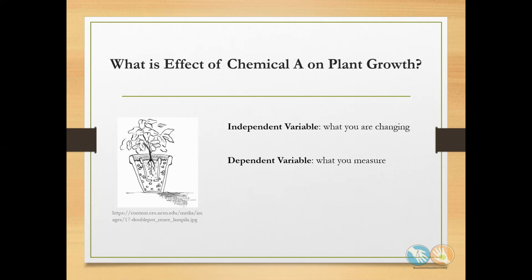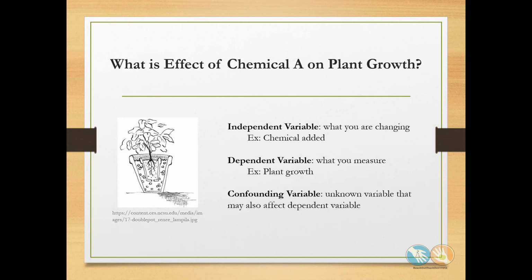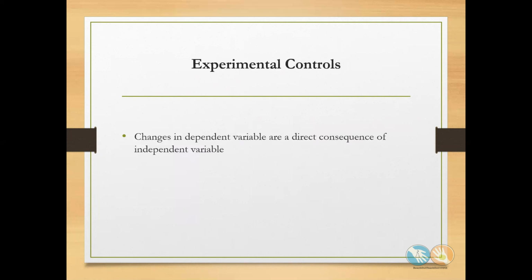But how can we be certain that any changes in plant growth, which would be our dependent variable in this case, are coming directly from chemical A, which is the independent variable, and that they're not due to some unknown factor, which in science we call the confounding variable? Essentially, our question is, how do you determine if an effect is real and not from some unknown factor? The answer is that you have to use controls.